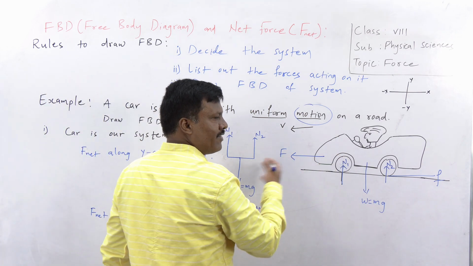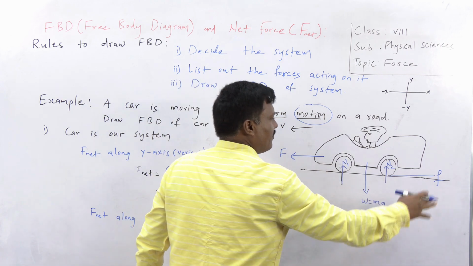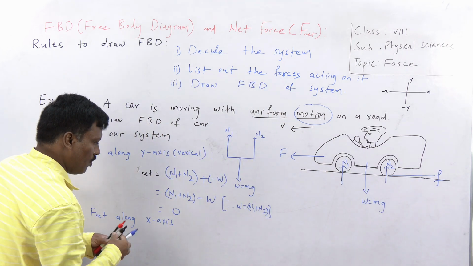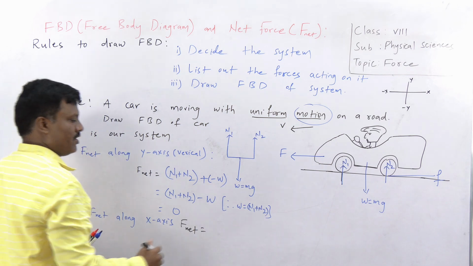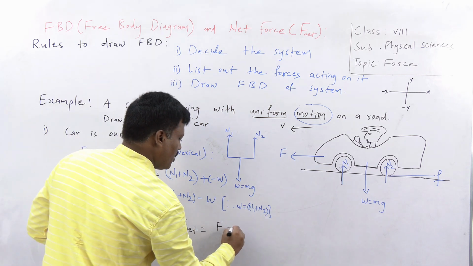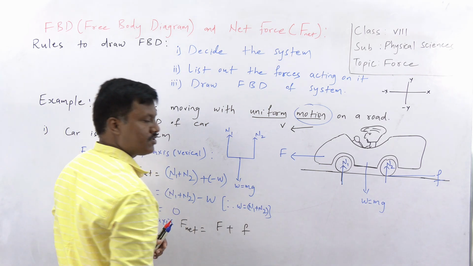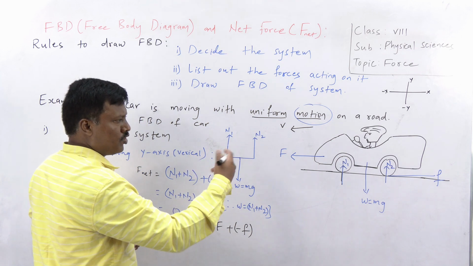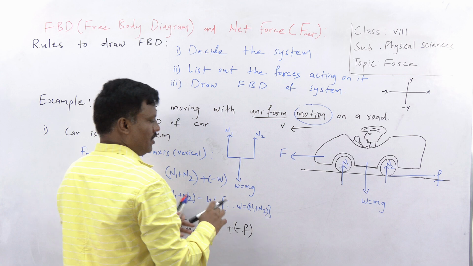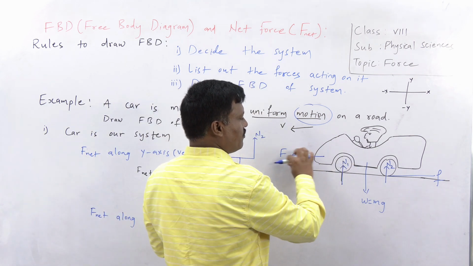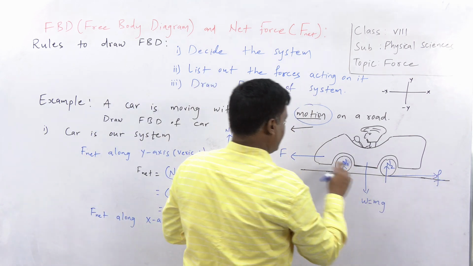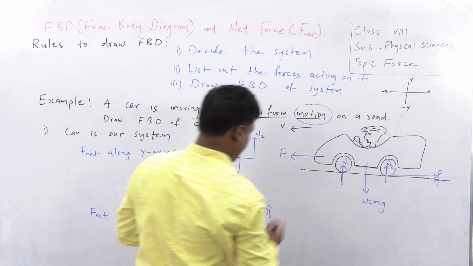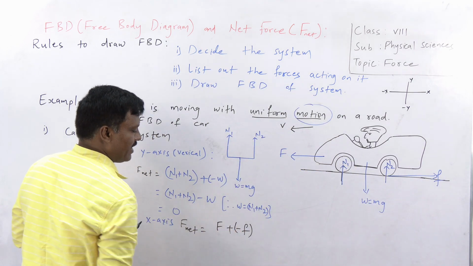Engine force towards left side, that is capital F. Frictional force towards right side, that is small f. So the net force along the x-axis is engine force plus frictional force, but one of the forces is taken negative because both forces are acting in opposite directions. Here engine force acts towards left, frictional force acts towards right. That is why we have to consider one force as negative.